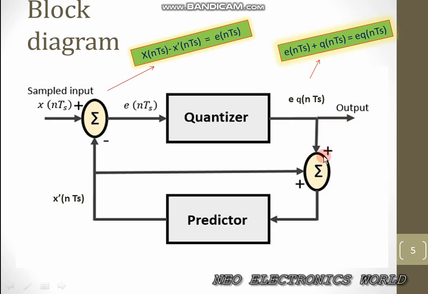On the receiver part we can see another block diagram. This eq of nTs is taken again and added with x dash of nTs in a summer, and these two are added to produce xq of nTs. That is the predictor filter input. Okay, xq of nTs will be the sum of x dash of nTs plus eq of nTs.